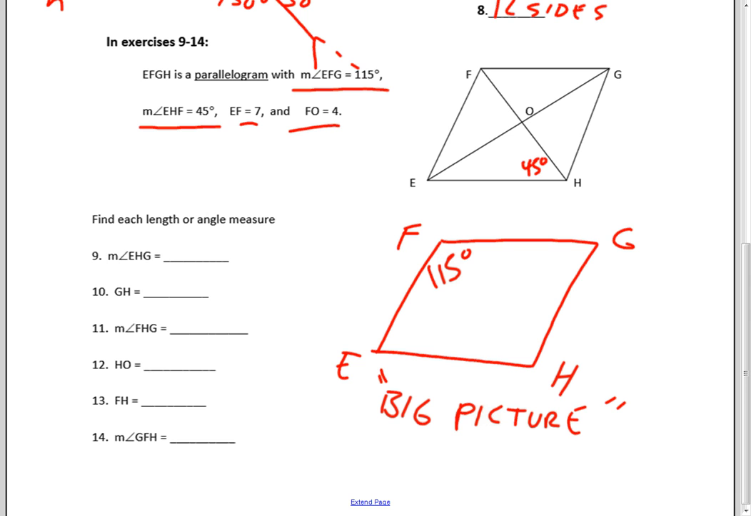These are distances outside. FO4, that's a portion of the diagonal. In a parallelogram, you know that opposite sides are equal. So I would immediately just put a 7 there. You know that diagonals bisect each other. So I would put another 4 right there. Even without looking at any of this, I would start by doing that.